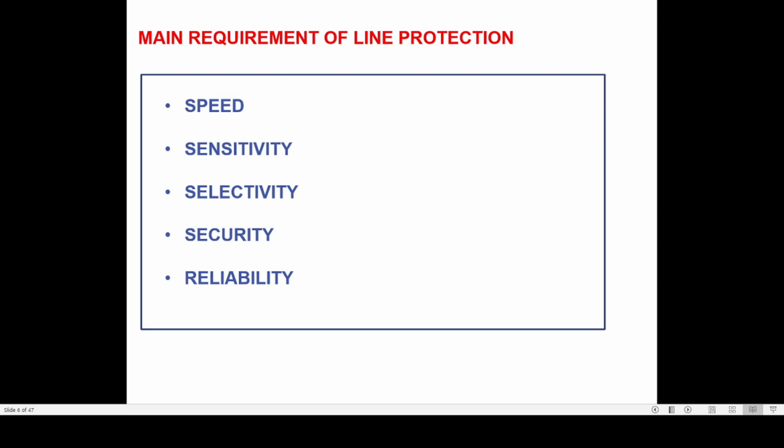The third thing is speed. Our protection system must be as fast as possible, because if the protection system is fast, the time of operation will be very small, and the fault will be isolated in the minimum possible time. And this will definitely help the reliability of the system by improving power system stability.